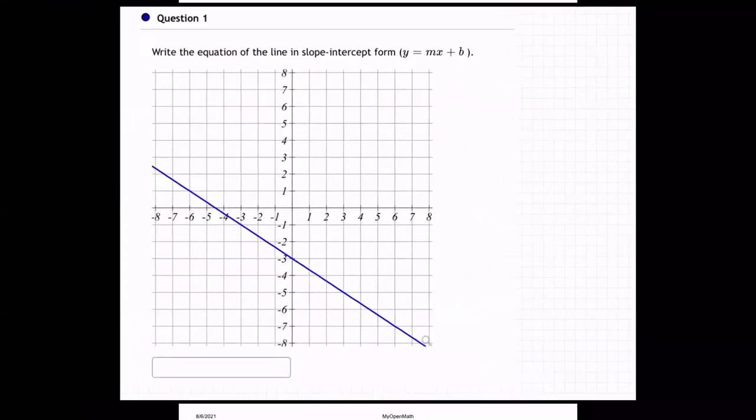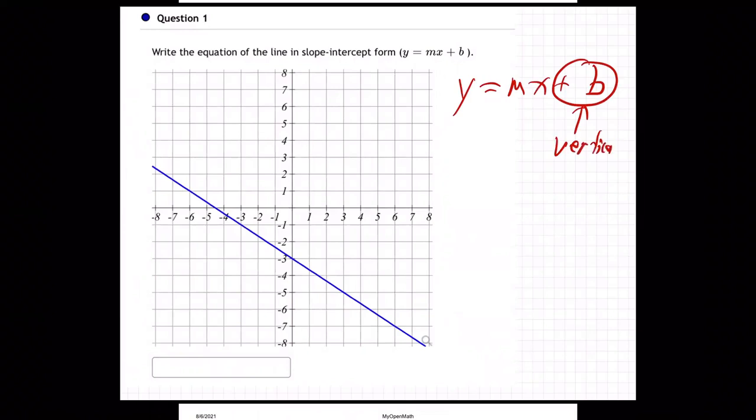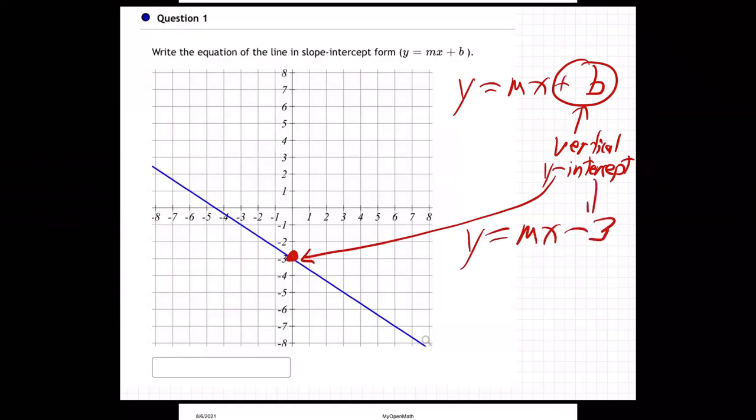Well, remember what we've learned? y equals mx plus b. Remember what the number out here is? It's the vertical y-intercept, isn't it? It's the vertical y-intercept, which is right there. So that's -3. We got that. So that's y equals mx minus 3. We good so far? We got that part of the deal.